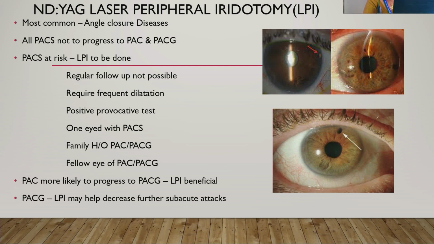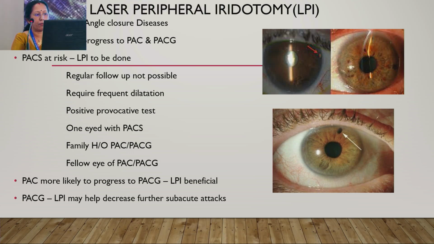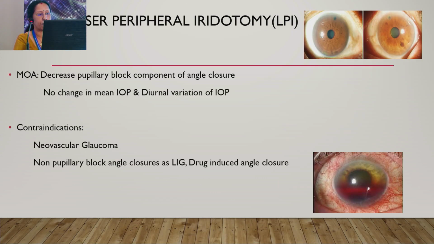It is not possible to give frequent dilatation for their retinal evaluation, positive provocative test, one-eyed, family history of PAC or PACG, fellow eye also. Whereas primary angle closures are more likely to progress to primary angle closure glaucomas, therefore LPI is beneficial in these patients. In PACG, LPI is beneficial to decrease further subacute attacks. It acts by decreasing the pupillary block component of angle closure.